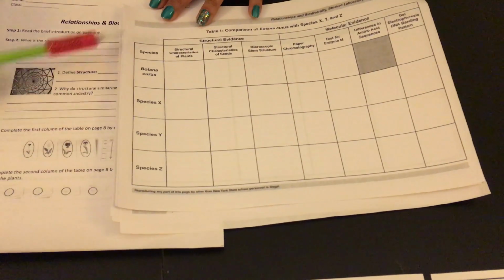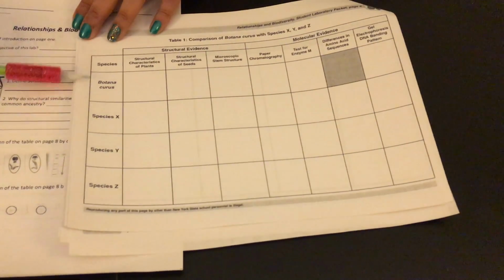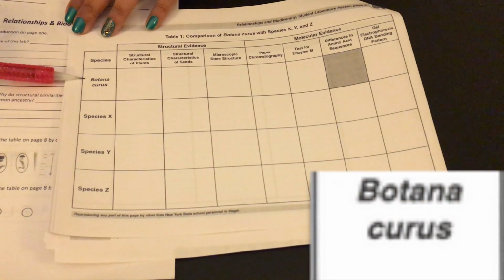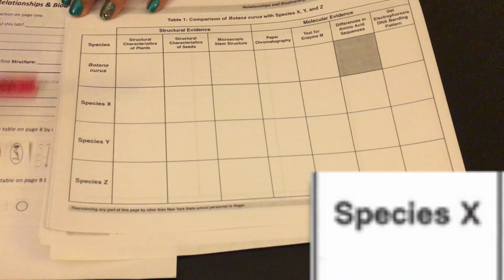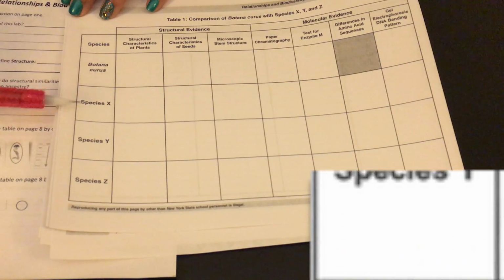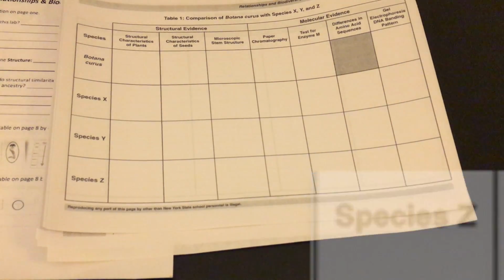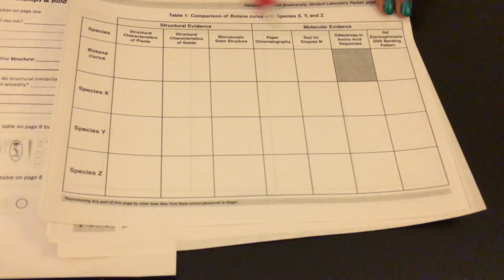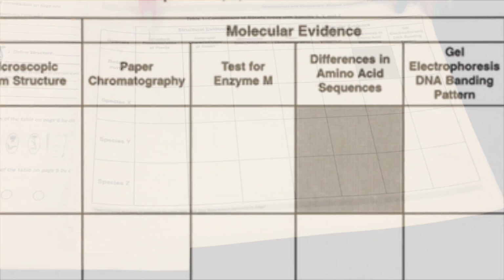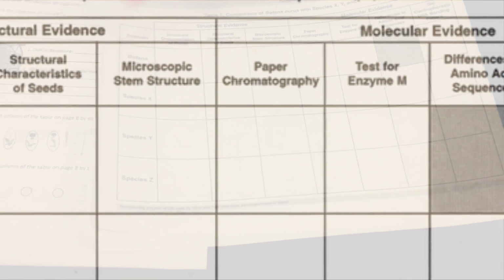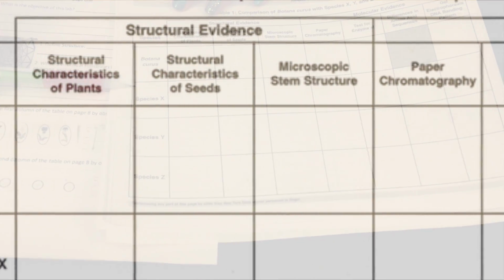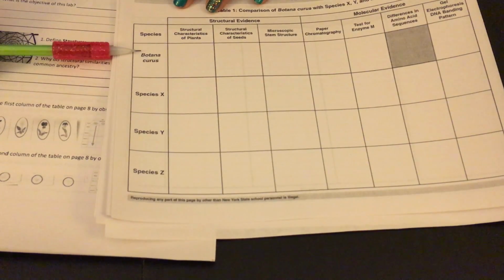If you look at the table on page 8, you will see that along the rows are first Botanicurus, then 3 other species that resemble Botanicurus. Those are X, Y, and Z. If you look along the columns of the chart, you will see that there are various tests that you will be performing in order to find which one of these species are closest to Botanicurus.